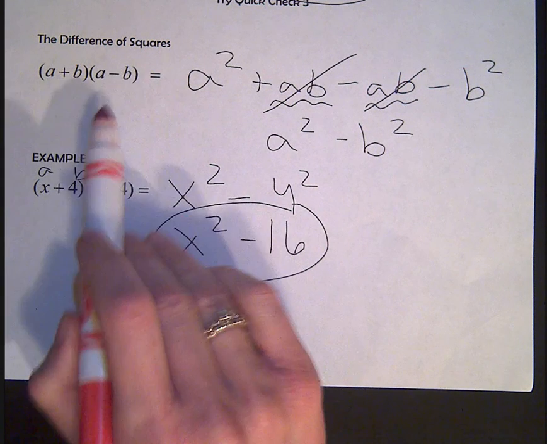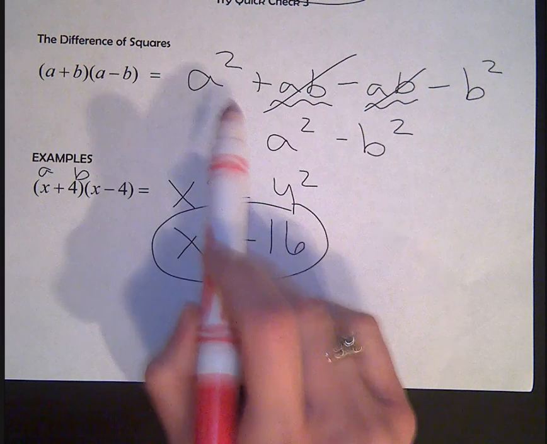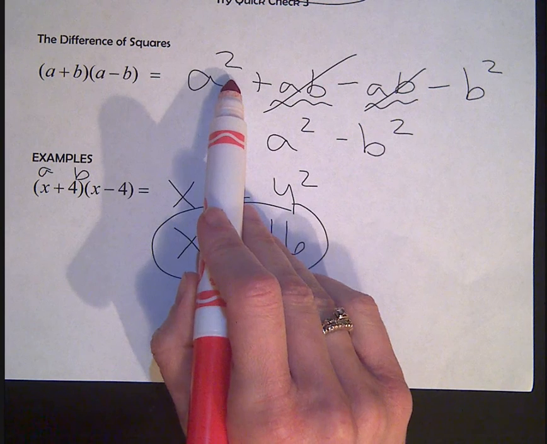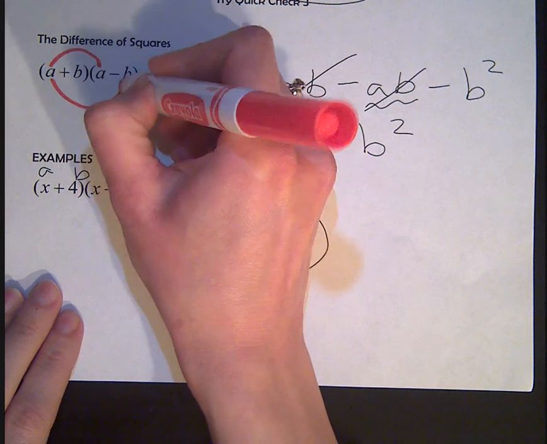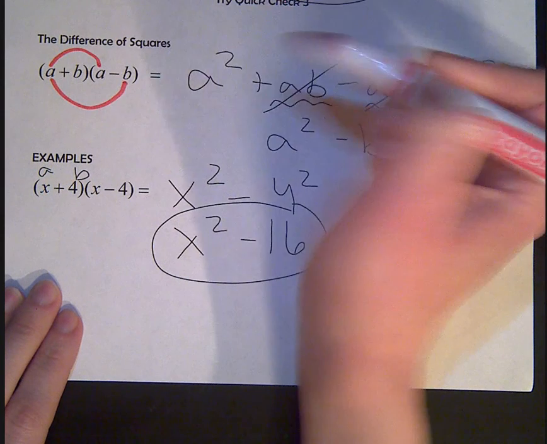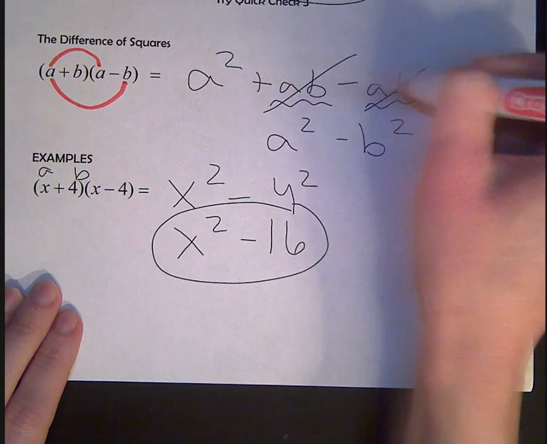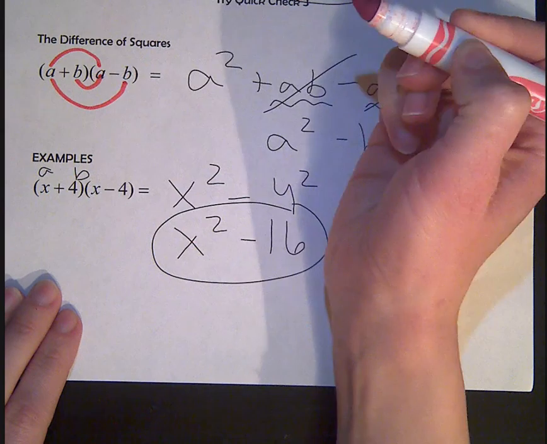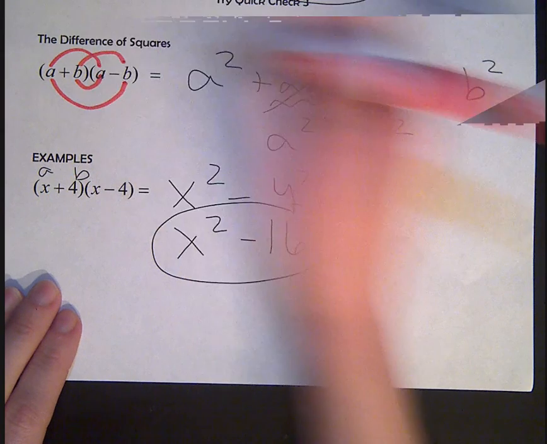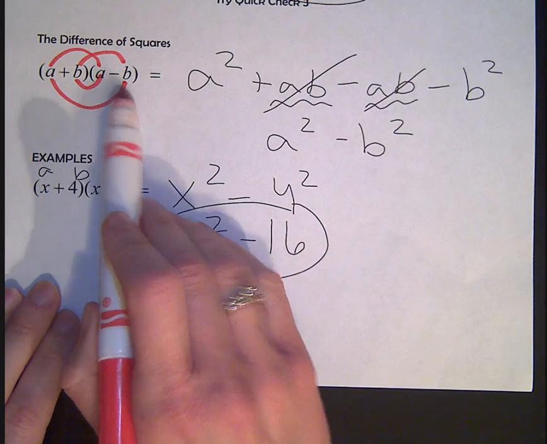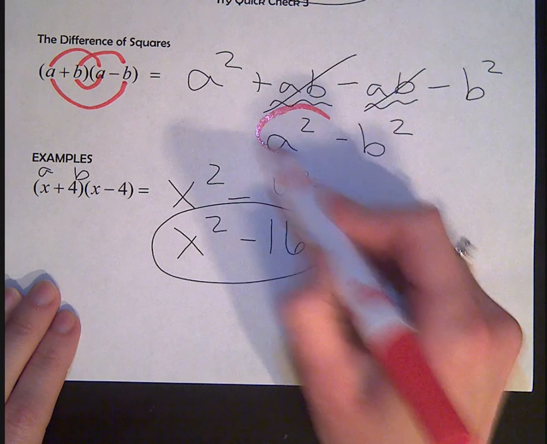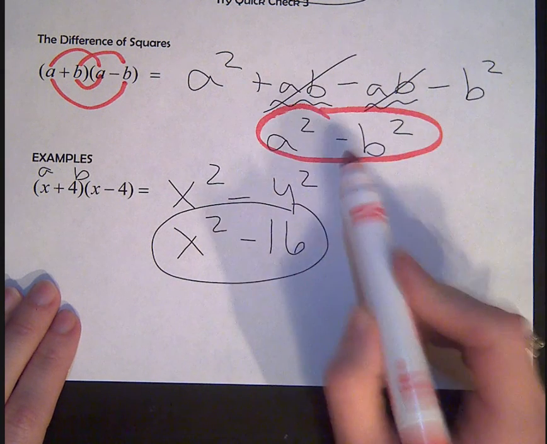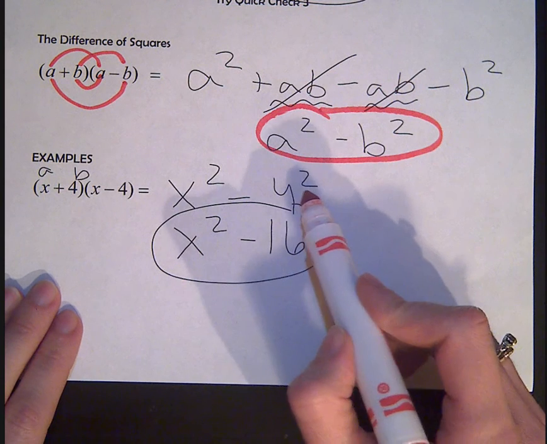So if you were to FOIL this out, you would get a squared for your first, then you would get minus ab, which is down here, plus ab for your inner, and then your last would be b times negative b, which is negative b squared. When these cancel, you get a squared minus b squared. That's the rule for difference of squares. So this makes this super easy.